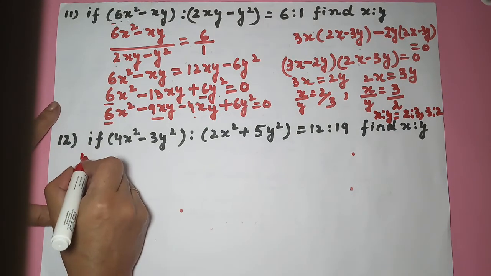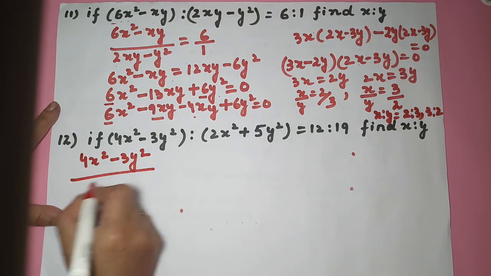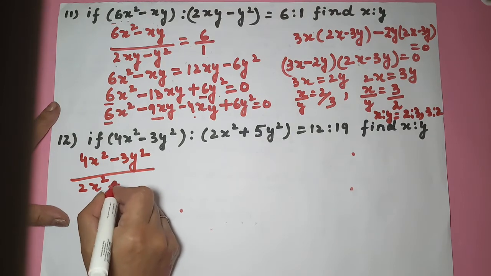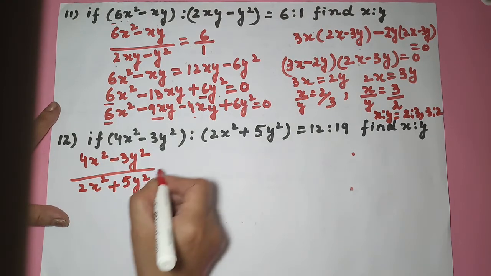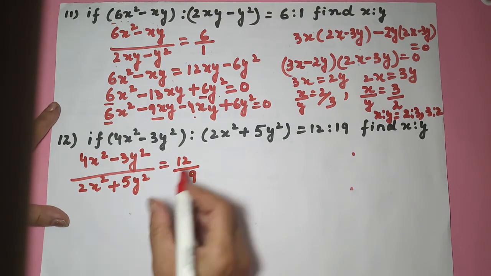Same applies here. We have (4x square minus 3y square) upon (2x square plus 5y square) equal to 12 upon 19. So what will we do? Cross multiply.